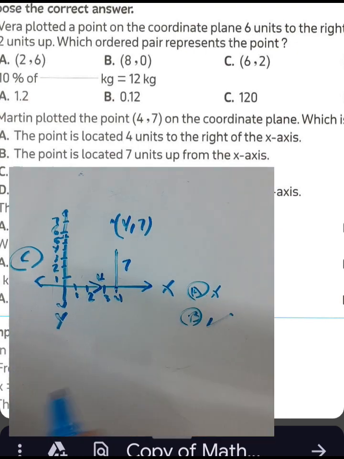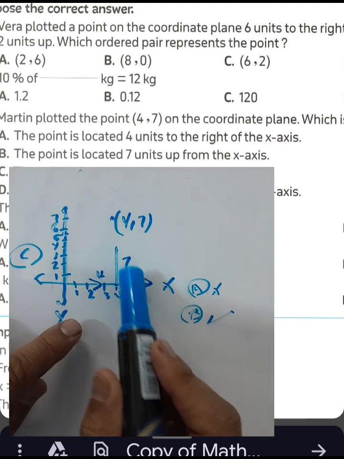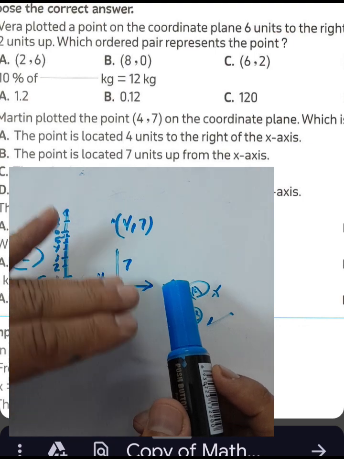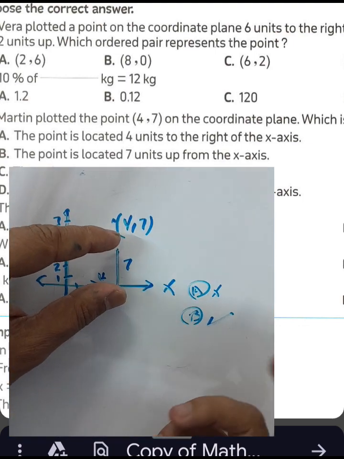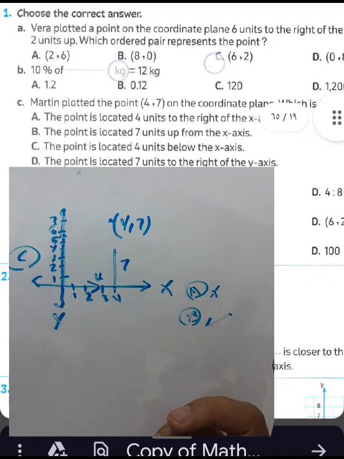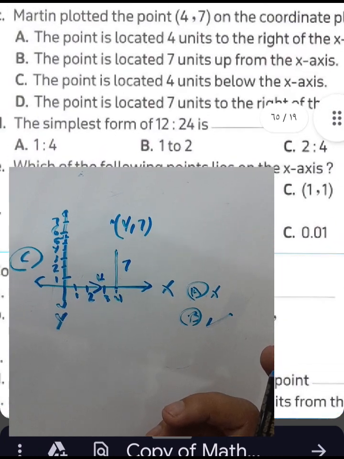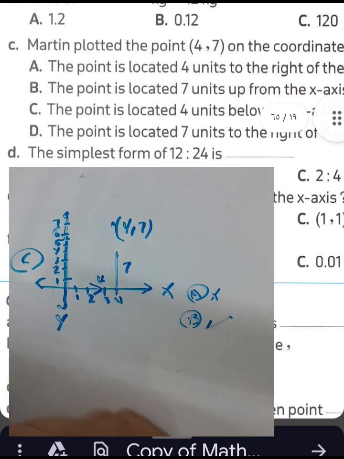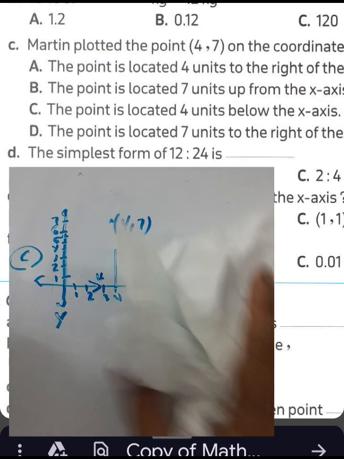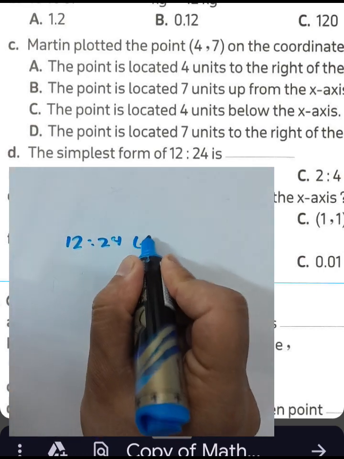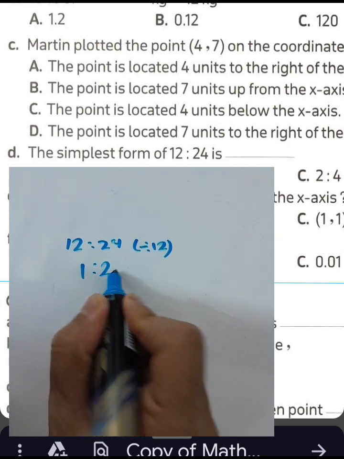Then letter B is true. Okay, then you must choose letter B because the point is 4 and 7, the point 7 units up from the x-axis. Okay, next question. The simplest form of 12 to 24: divide both numbers by 12, then the result will be 1 and 2 because 12 is half of 24. It will be 1 and 2.